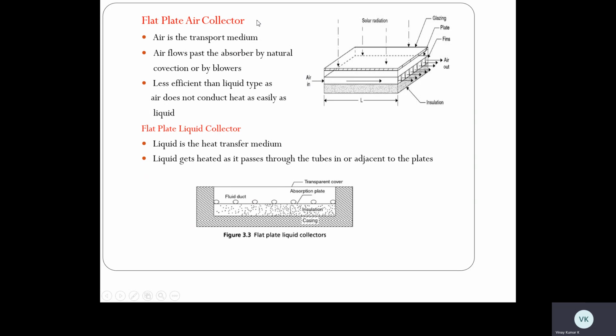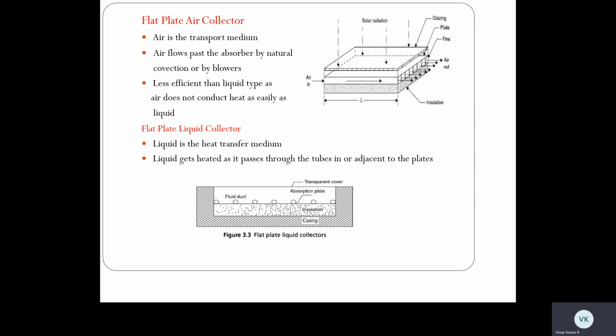One thing we need to remember here is that in flat plate air collectors, we use air as the medium, and in flat plate liquid collectors, we use liquid as the heat exchanging medium. By comparing these two methods, we came to the conclusion that the flat plate air collector system is less efficient compared to the flat plate liquid collector, for one reason: air does not conduct heat as easily as liquid. That's why the flat plate liquid collector is the good one.